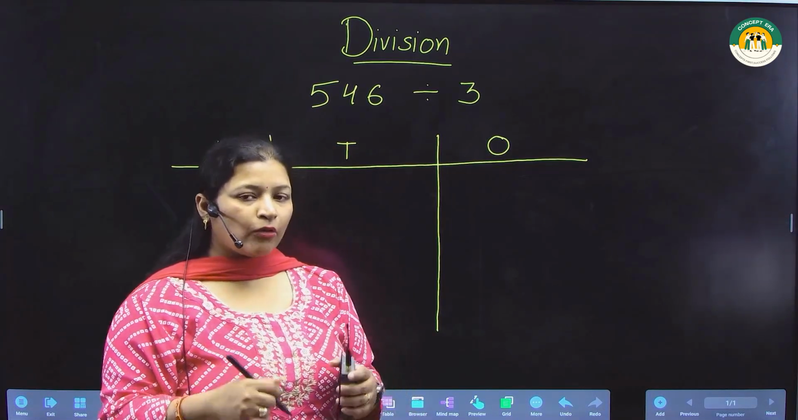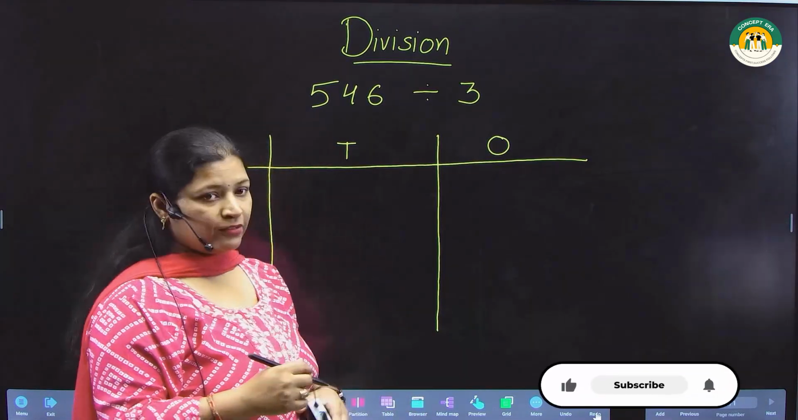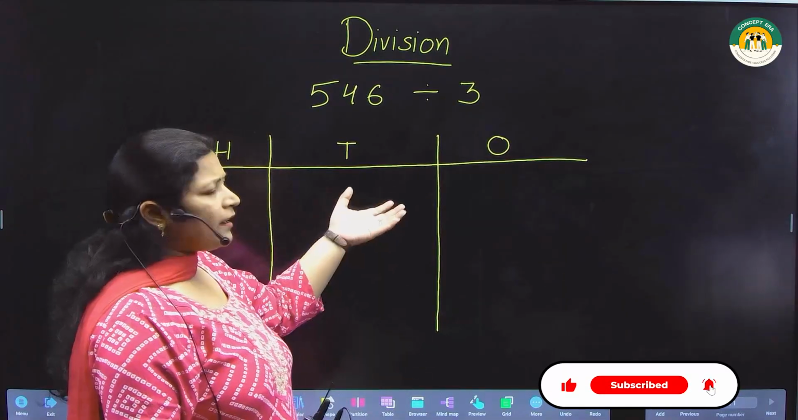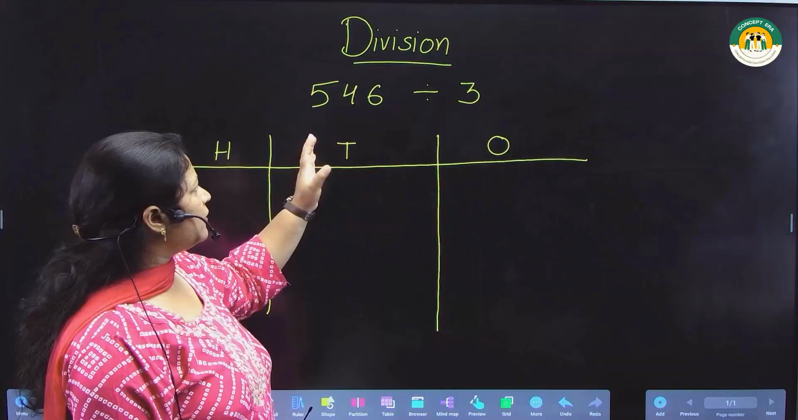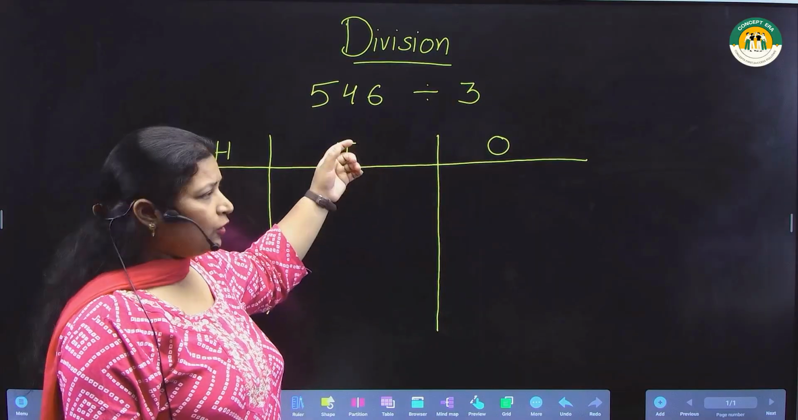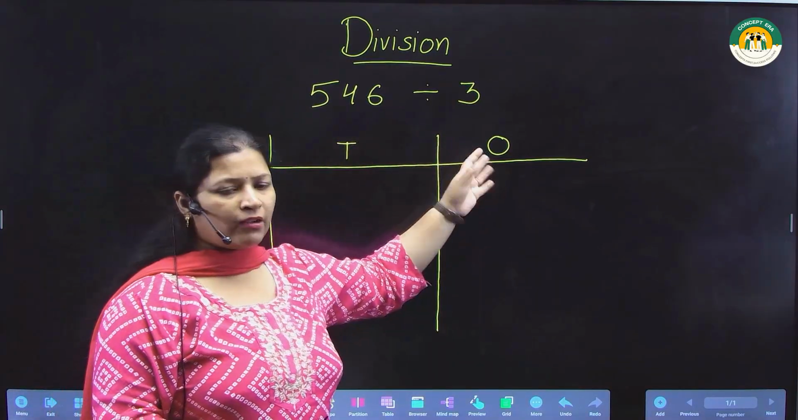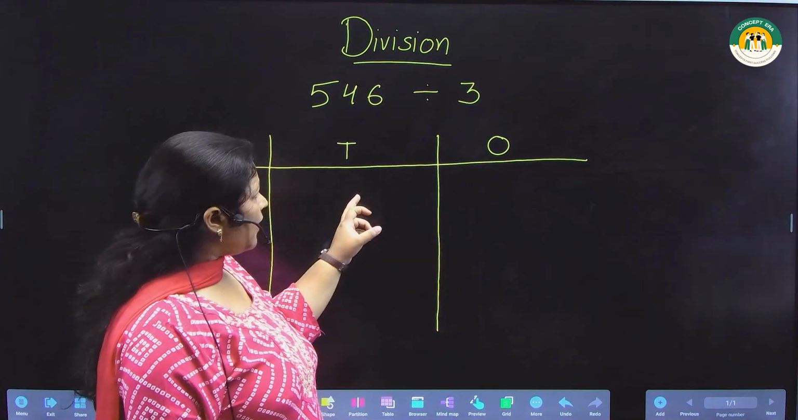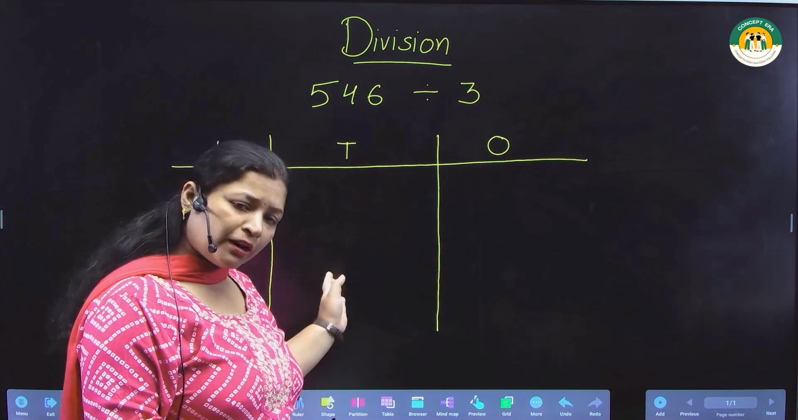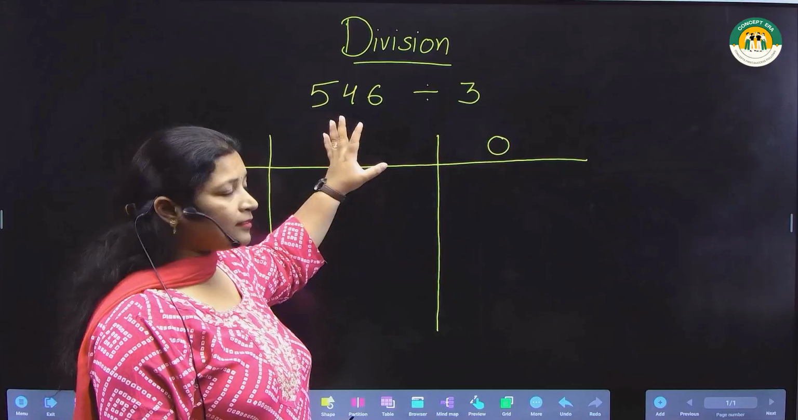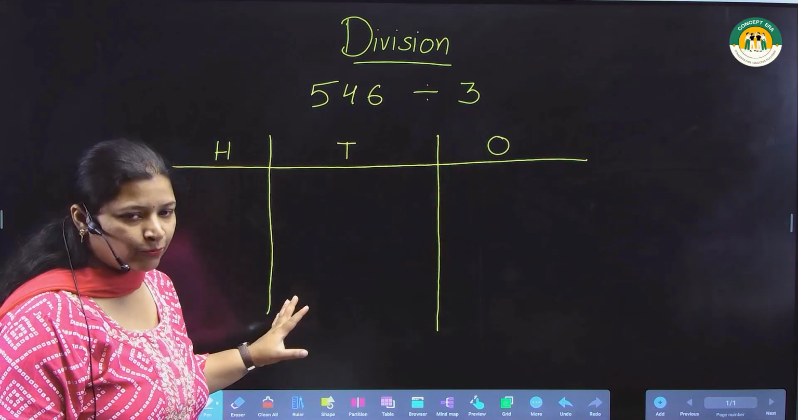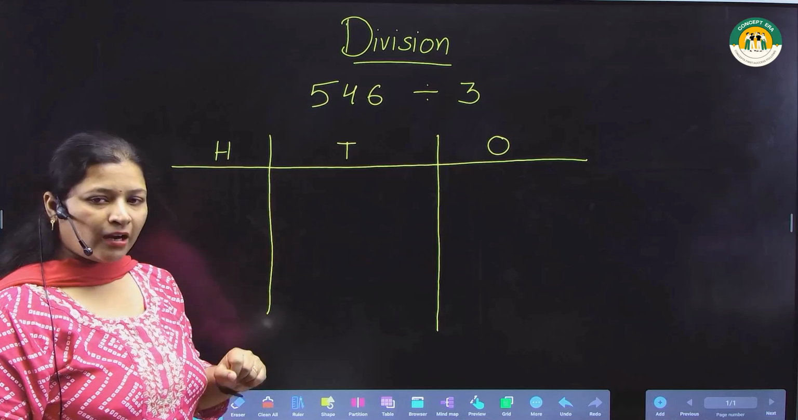Today we are going to teach division. This is for class 3 and 4. Many times the students face difficulty dividing a 3-digit number by a 1-digit number. This is the initial stage. Here we have a different method to divide these numbers by using the ones, tens and hundreds place value. Okay, so let me start how we can do that.